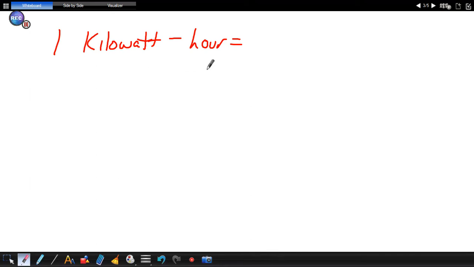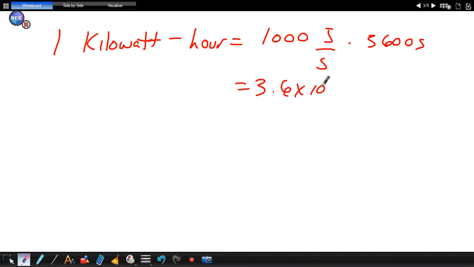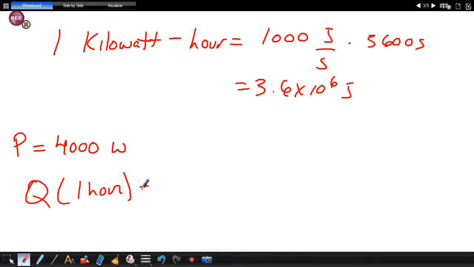So a kilowatt hour is literally, the gist of it is, use 1,000 joules per second over a period of 3,600 seconds. That's 3.6 times 10 to the 6 joules. So that's our kilowatt hour. Now, in our problem, if the power is 4,000 watts, then Q for 1 hour is 4 kilowatt hours.